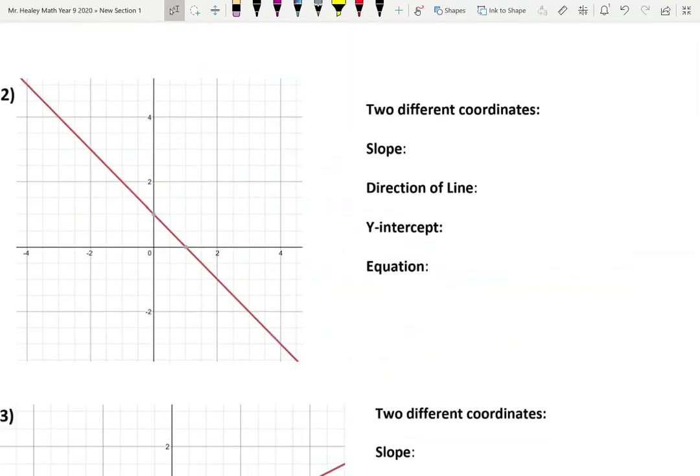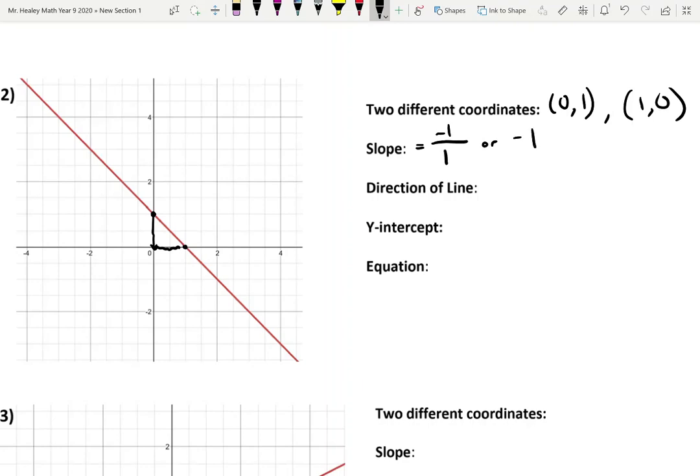Here we have a line with two different coordinates on the line. Let's choose the coordinate (0, 1), and perhaps another coordinate with x equal to 1. The slope of this line, you can read it from the graph. Go down 1, the rise is 1 down, so we can say -1. Run will be 1 to the right.